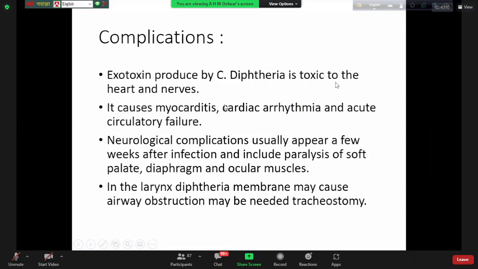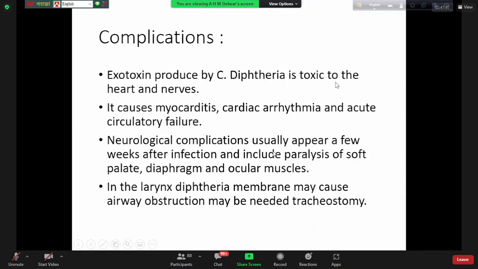Complications. What are the most important complications? Corynebacterium diphtheriae produces exotoxin. Exotoxin is toxic to the heart and nerves. It causes myocarditis, cardiac arrhythmia, and acute circulatory failure. So it is an important cause of death of the patient sometimes.